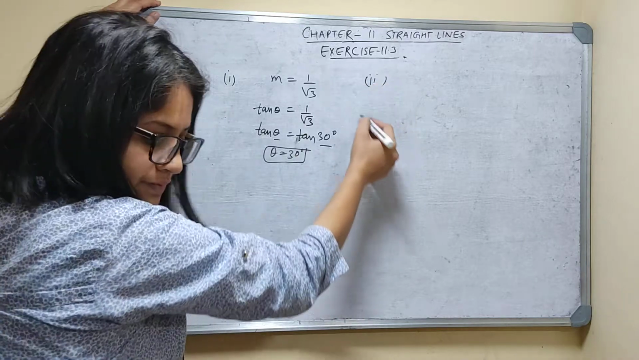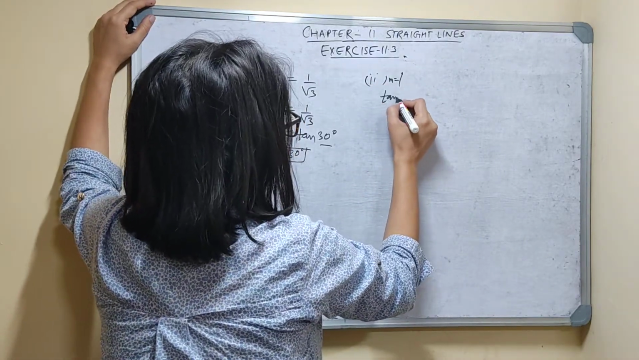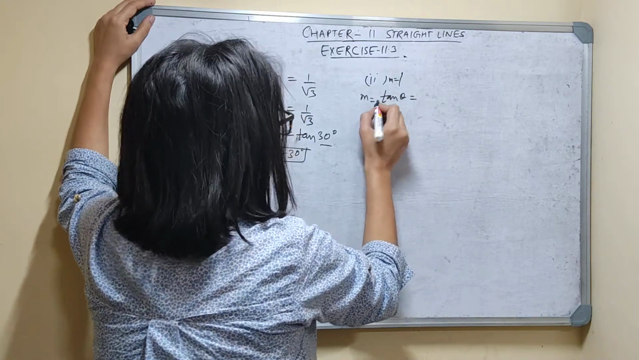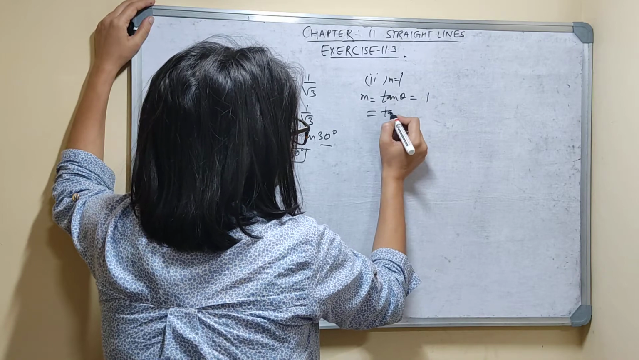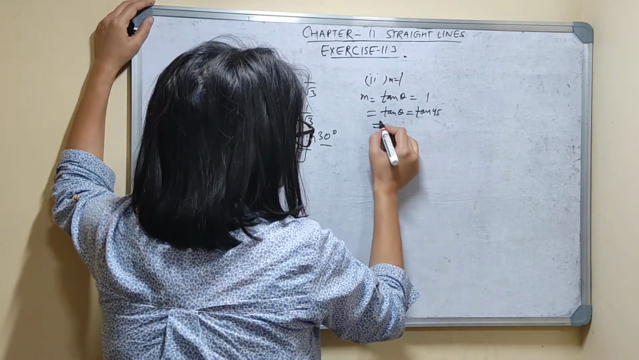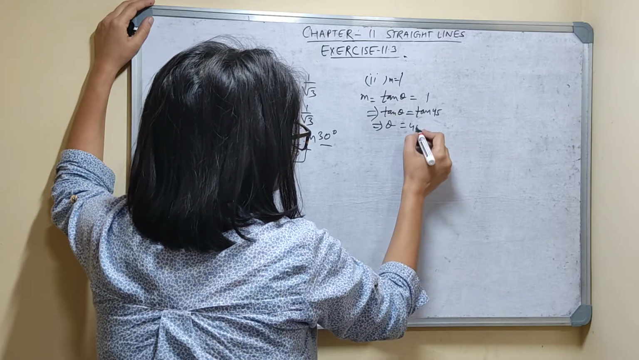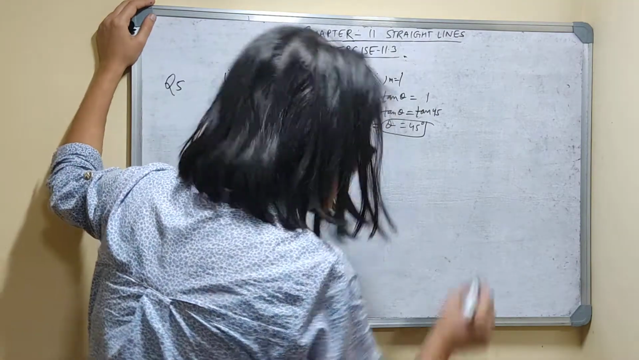Second part. m is equal to 1. So I know tan theta is equal to what? m is equal to tan theta, which is equal to 1. So tan theta is equal to what? tan 45 is 1. So theta is equal to what? 45 degrees. Is it clear? Now third part.